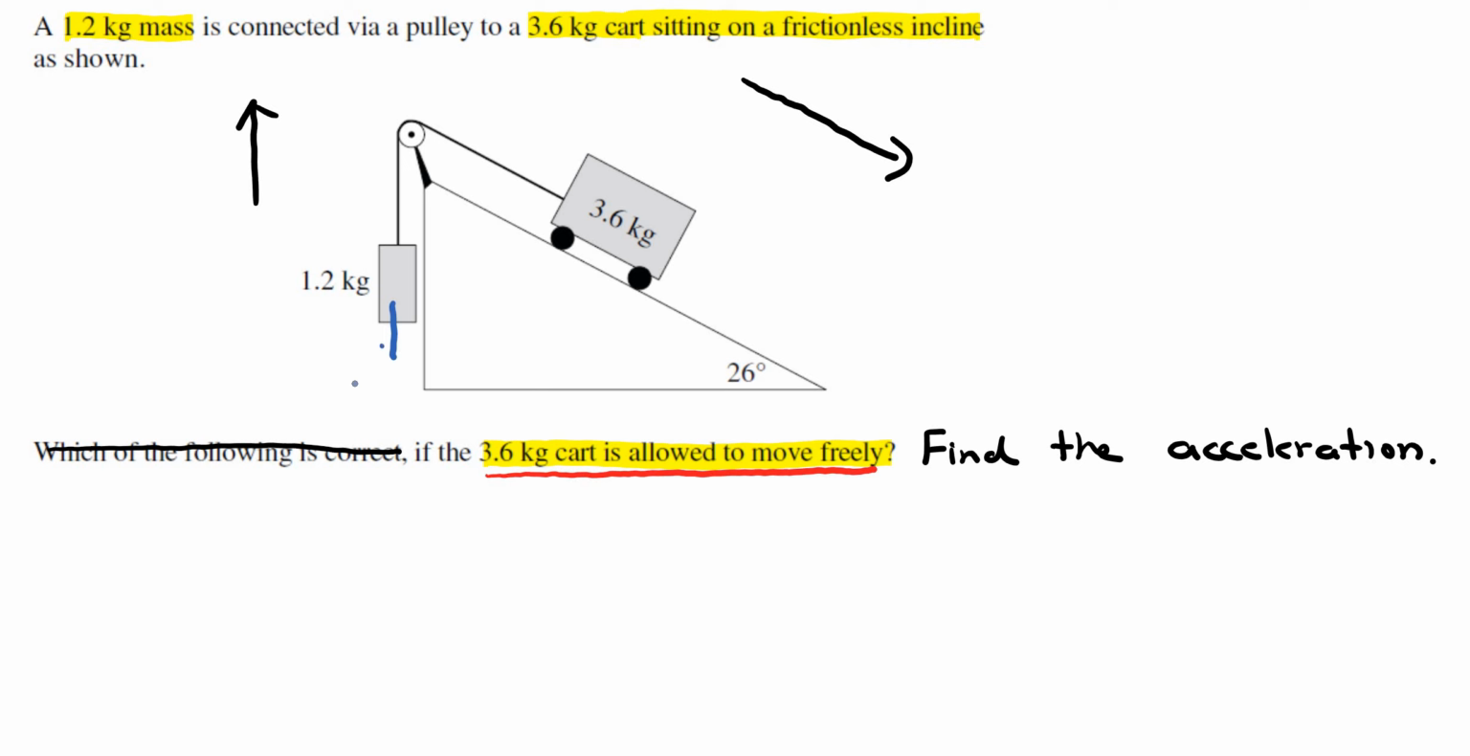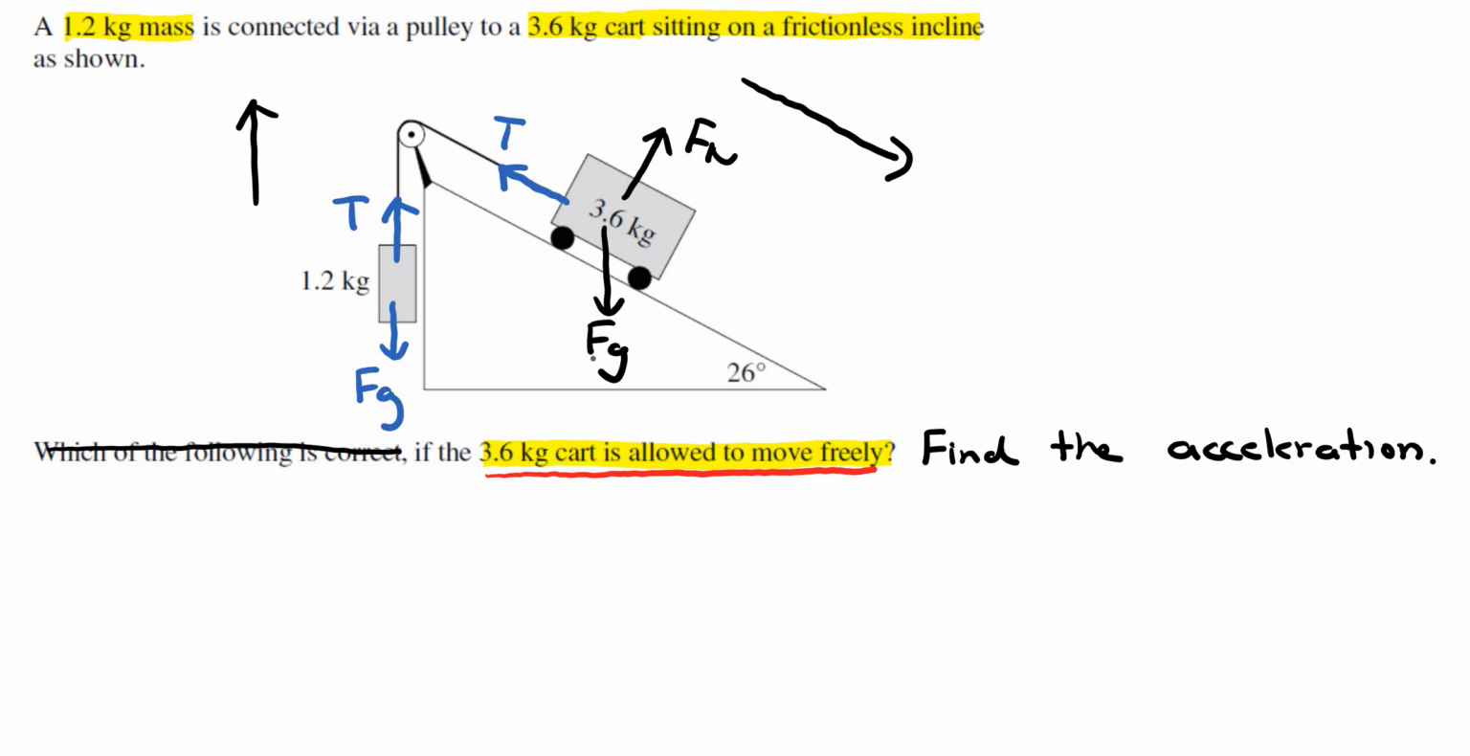We have a force of gravity acting downwards, and we also have a force of tension on the rope. The 3.6 kilogram cart is attached to the same rope, so we also have a force of tension there. Then we also have a normal force, and a force of gravity like that. So this right here is your free body diagram.